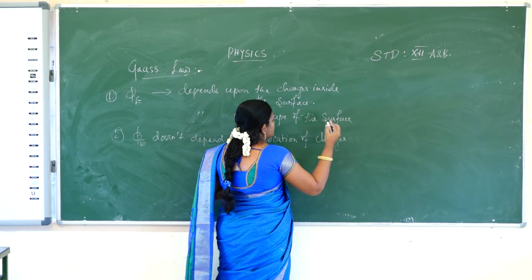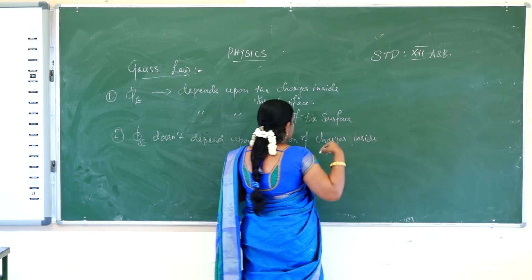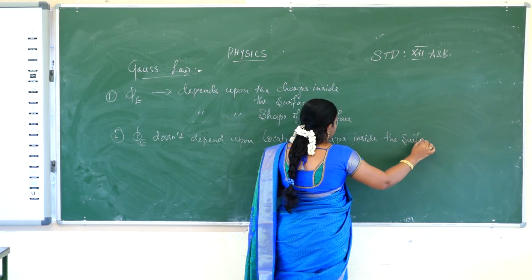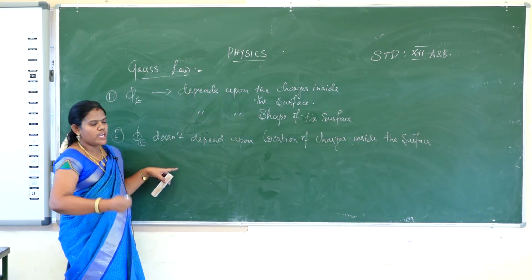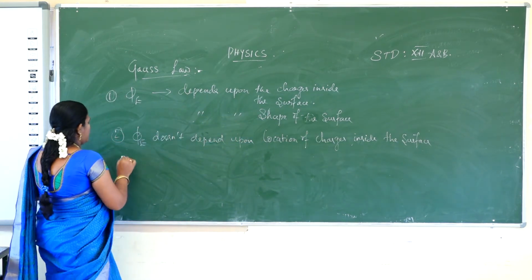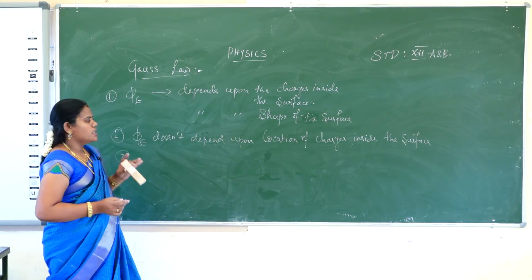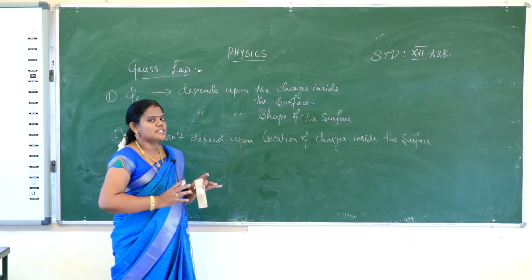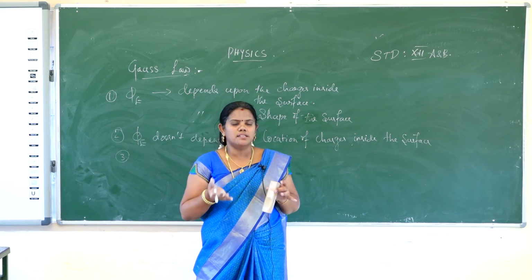So the flux depends only on the charges inside the surface, not on the location of the charges inside the surface. And the third point is that we choose the Gaussian surface. The Gaussian surface is nothing but an imaginary surface. How will you choose the imaginary surface?